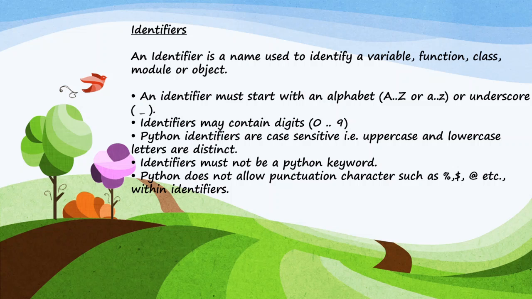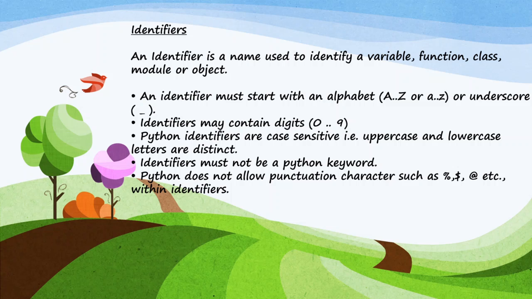Identifiers. An identifier is a name used to identify a variable, a function, a class, a module, or an object. We all have a name. What is the use of a name? It is used as an identifier. When your name is called, you may look at that person who called you. In the same way, the identifier is a name used to identify a variable, function, class, module, or an object.